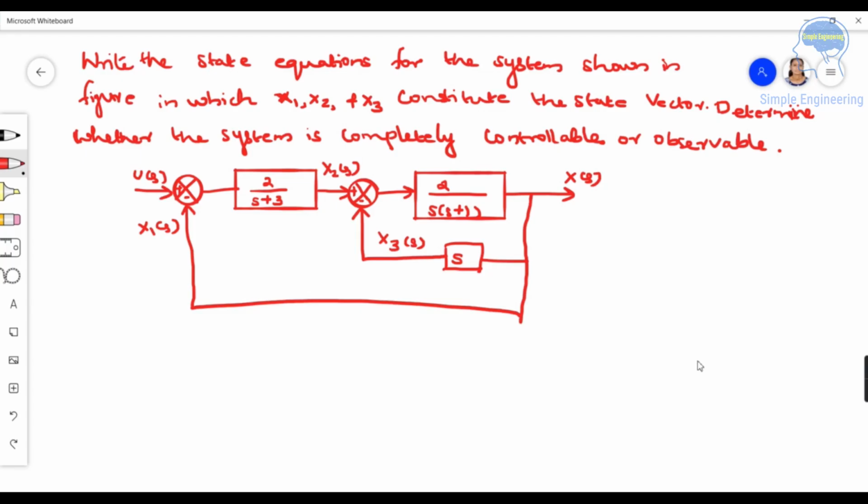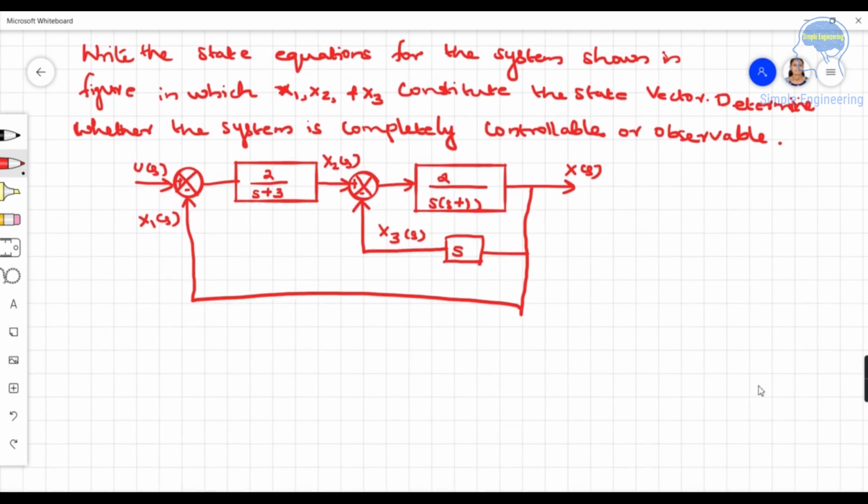The problem is: write the state equations for the system shown in the figure, in which x1, x2 and x3 constitute the state vector. Determine whether the system is completely controllable or observable. The figure is shown here. Here we have u of s, x1 of s, x2 of s and x3 of s.